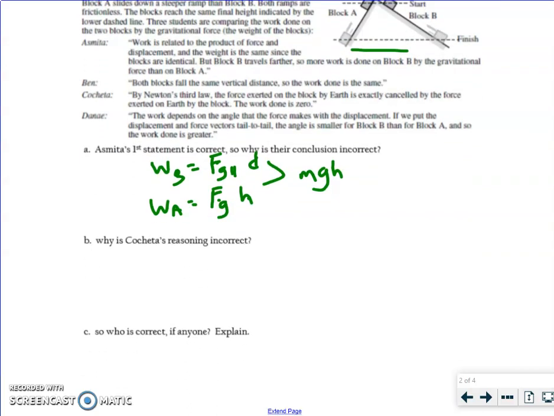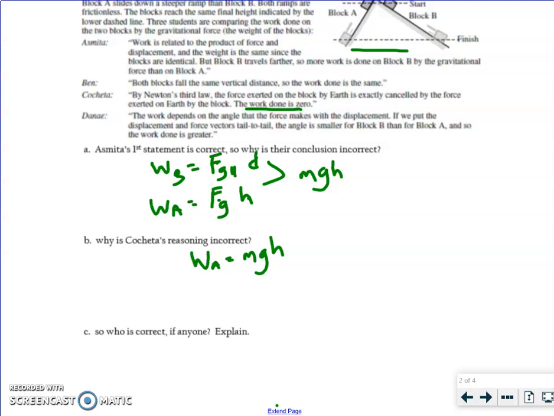So why is Cochetta's reasoning incorrect? She says, by Newton's third law, the force exerted on a block by the Earth is exactly canceled by the force exerted on the Earth by block. That's true. However, that does not mean the work done is zero, because we're talking about the work done by whatever lifted, the applied force, and that's going to be, again, mgh. If we defined our system as the block and the Earth, then she would be correct. But it's implied, I don't know if it's stated outright, I didn't read it carefully enough, that it's work done by external forces.